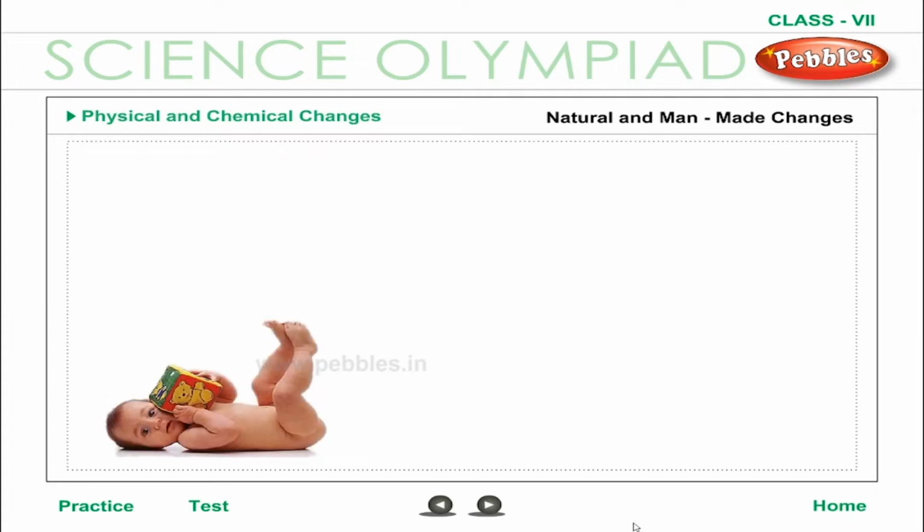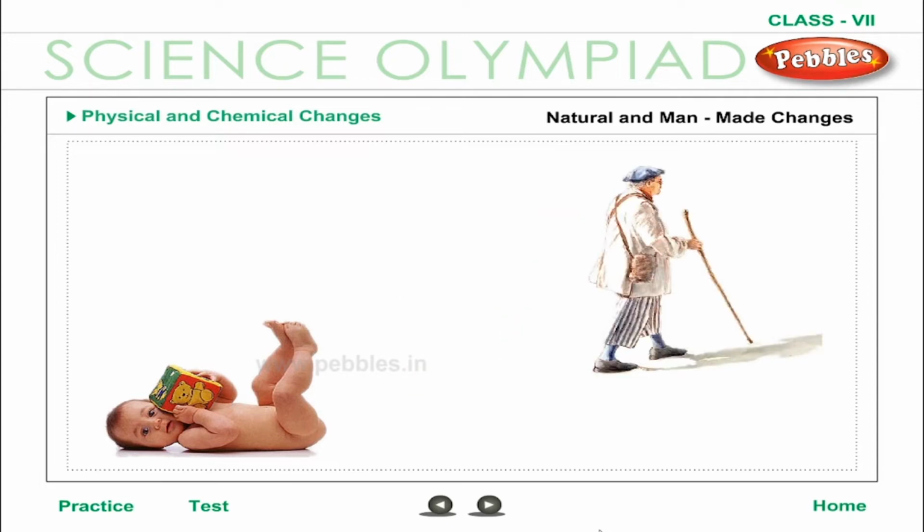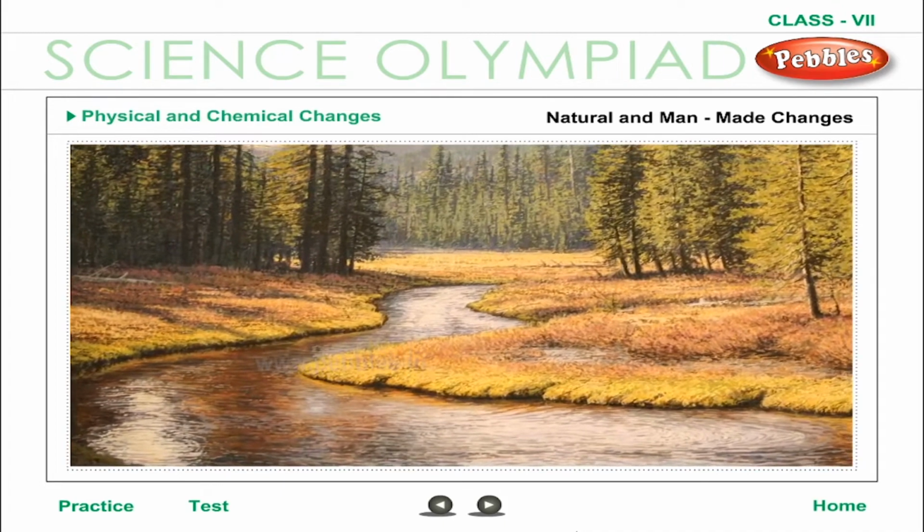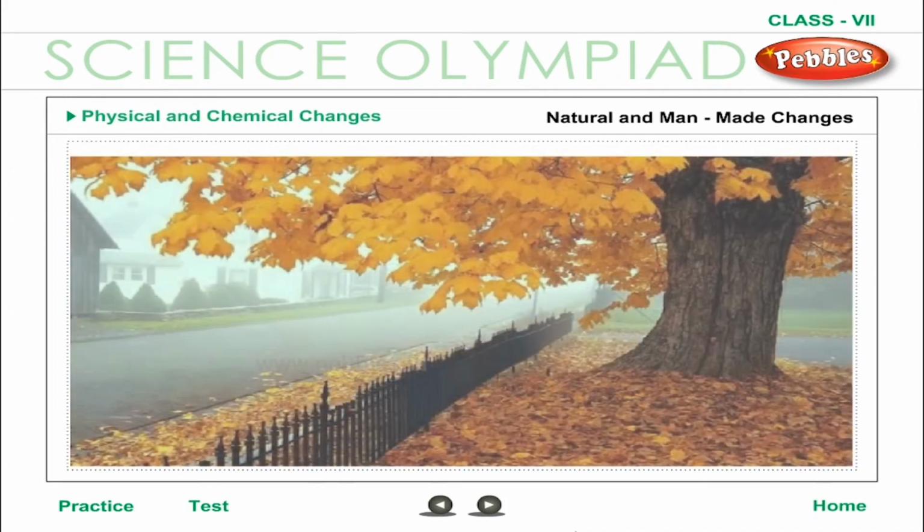Natural and man-made changes. The changes which are brought about by nature itself are called natural changes. These changes are beyond the control of man. Changes of season, tides in the sea, aging of plants, landslides are a few examples of natural changes.